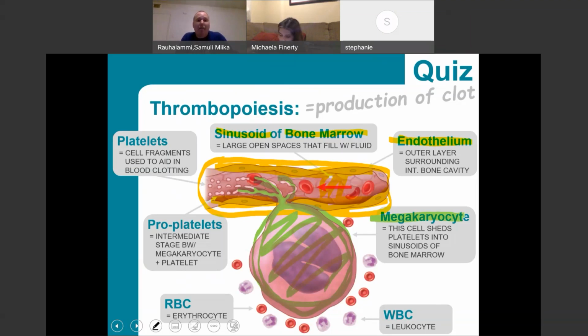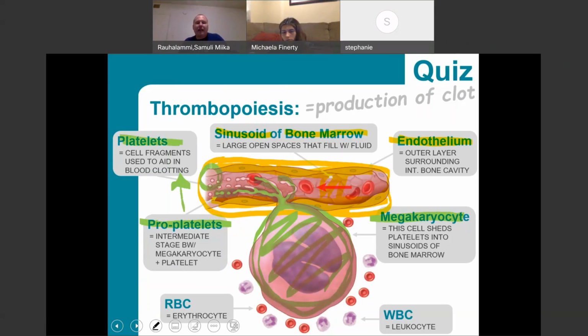And before the platelets become platelets, when they are shed by the megakaryocyte, they are first proplatelets. So proplatelets are bigger than a single dot. They are an intermediate, a middle stage between the megakaryocyte and a platelet. And then they become platelets when they have matured. And platelets are important, helping with blood clotting. So if you're able to spot those, you're doing amazing.